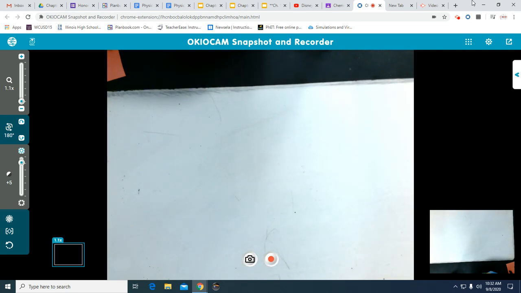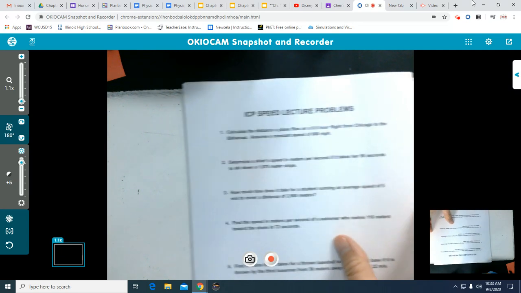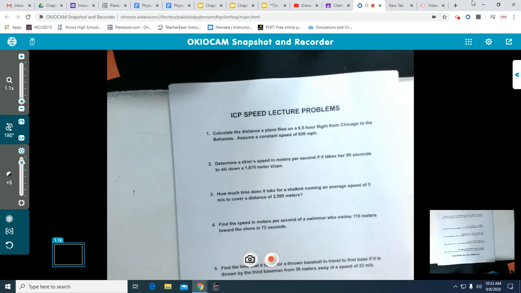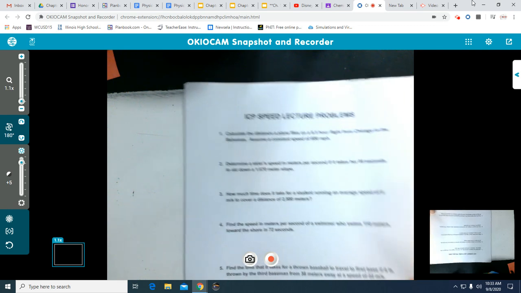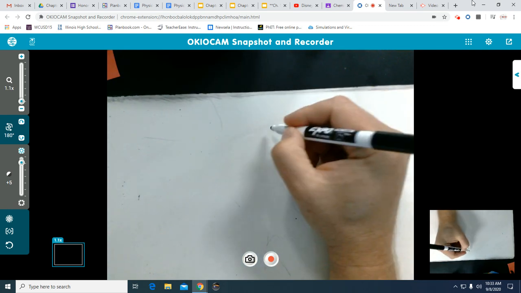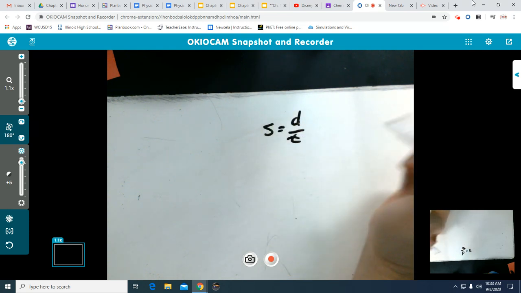All right. Number 3. There we go. How much time does it take for a student running an average speed of 5 meters per second to cover a distance of 2,500 meters? Okay. So like before, I'm just going to go ahead. S equals distance divided by time.